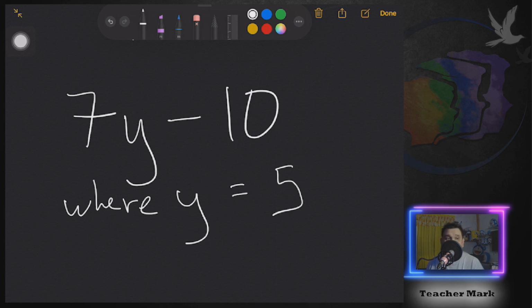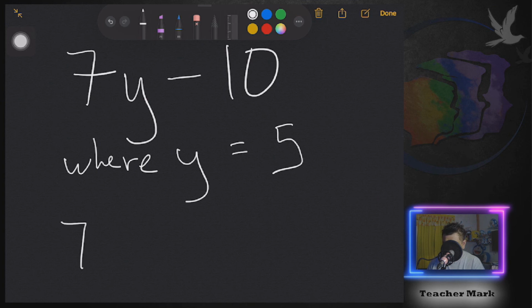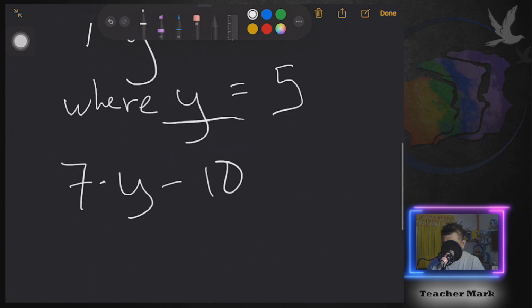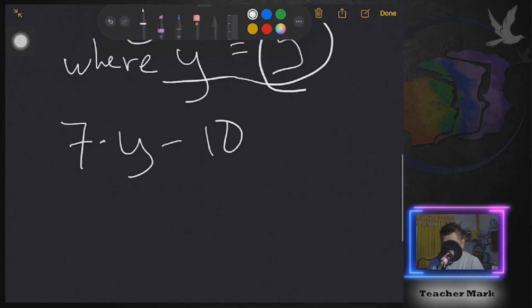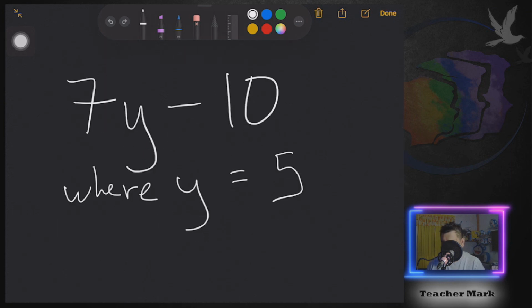Okay, so we have 7y minus 10 where y equals 5. So rewriting that, that's 7 times y minus 10 where y is equivalent to 5. So that's 7 multiplied by 5 minus 10. 7 times 5 is equivalent to... Then again, you can pause the video if you need more time.